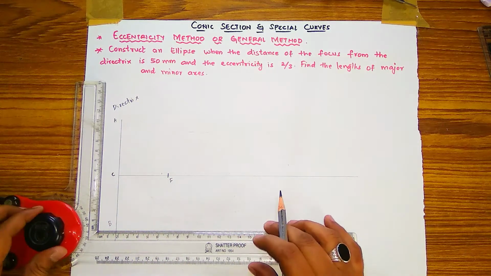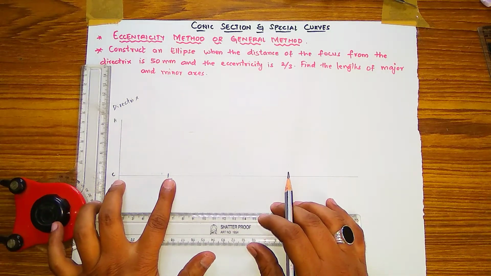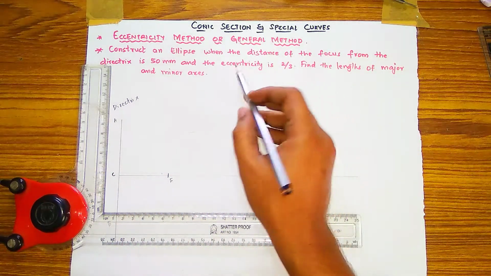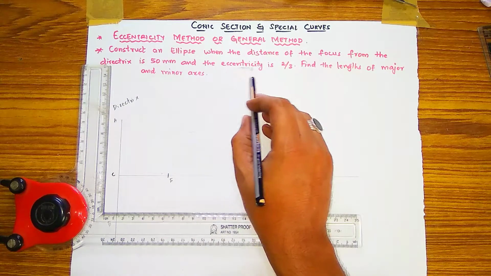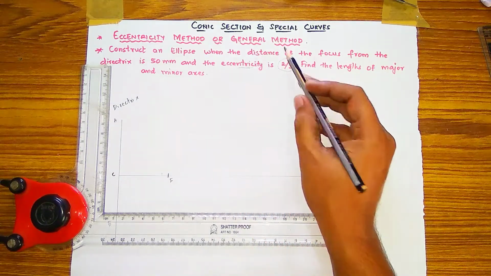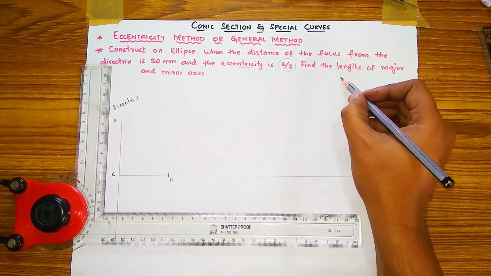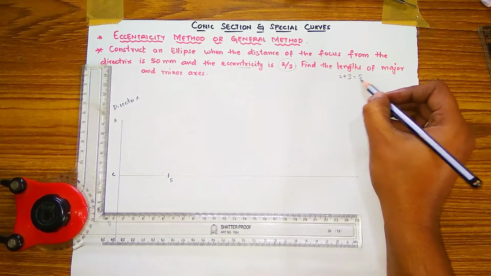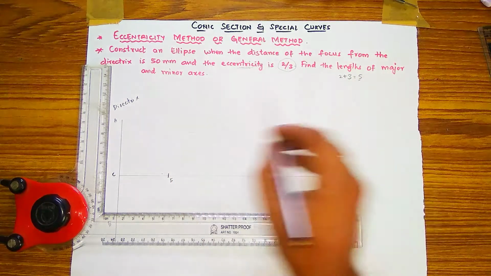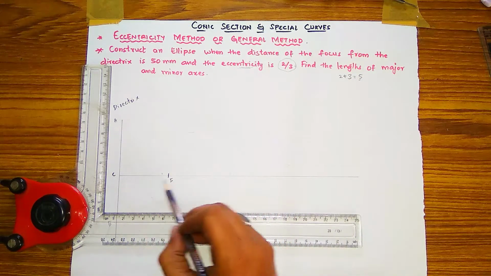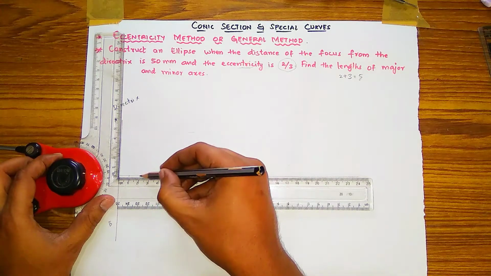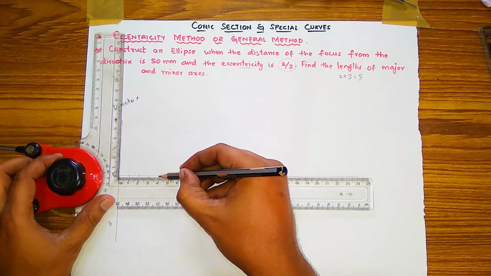Then you have to divide this 50 mm into some parts. So how to do the parts? By understanding the question. Here in the question he gave the eccentricity, 2 by 3. So you have to add this 2 by 3: 2 plus 3, that is 5. Means you have to divide this 50 mm distance into 5 equal parts. Means 1 centimeter each. Like this, divide it 1, 2, 3, 4.